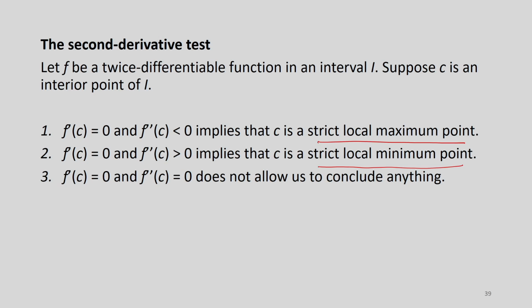And thirdly, if it so happens that f dash of c is equal to 0 and f double dash of c is also equal to 0, then it does not allow us to conclude anything. So, in the third case we cannot actually identify the local maximum or minimum. In the first two cases you can see that if these two conditions hold together, then you have a strict local maximum point.